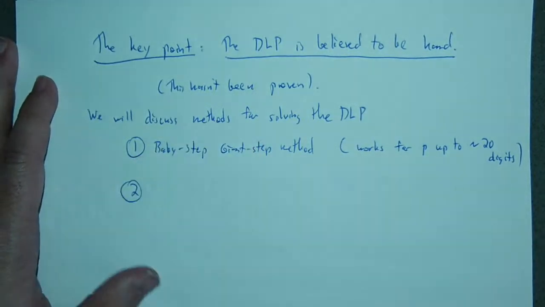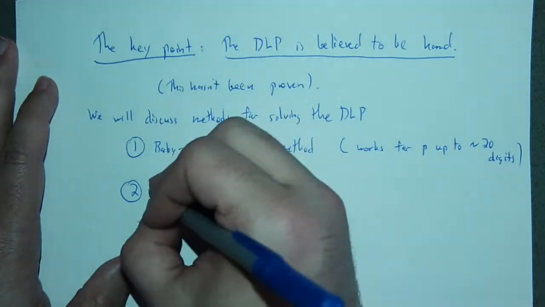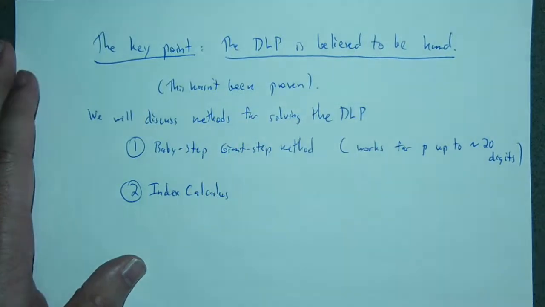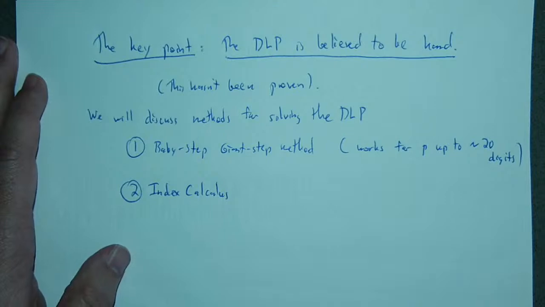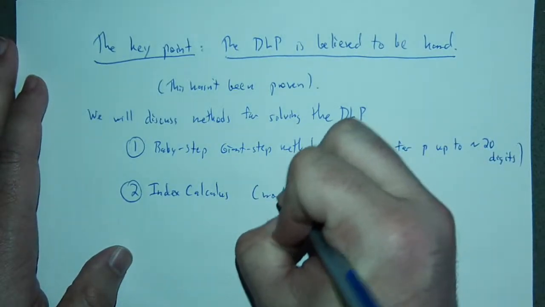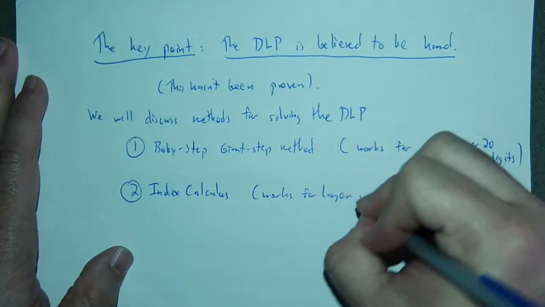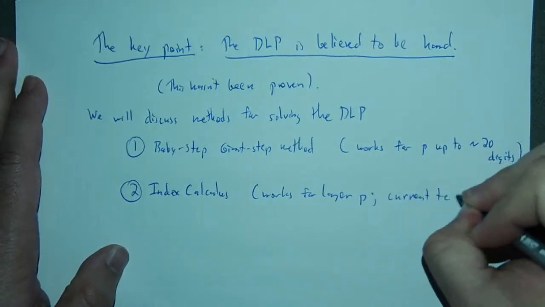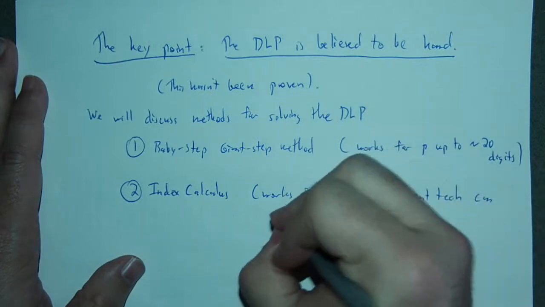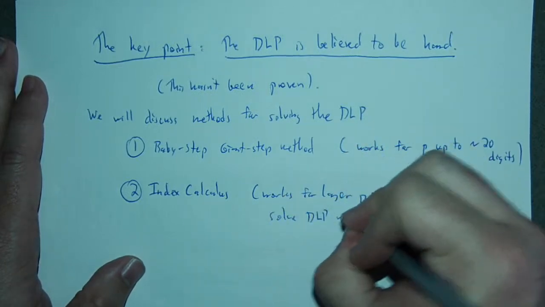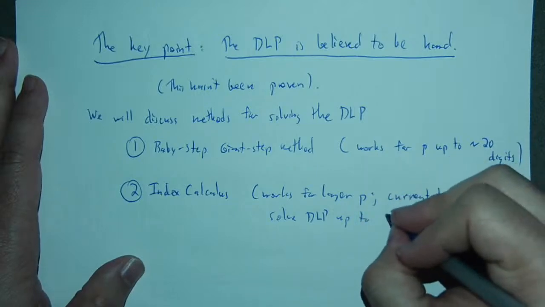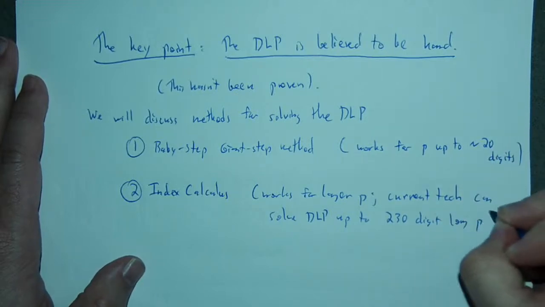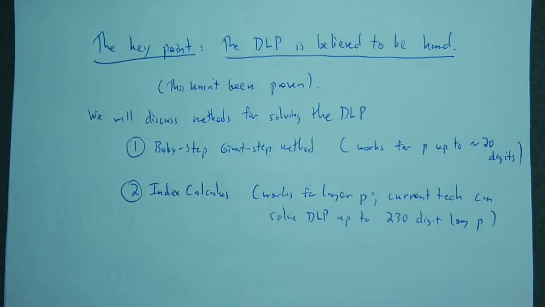And secondly, we'll discuss what's called the index calculus, which is more or less how this is computed for general P. Works for larger P. But I believe current technology, so current tech can solve DLP up to 230 digit long P.